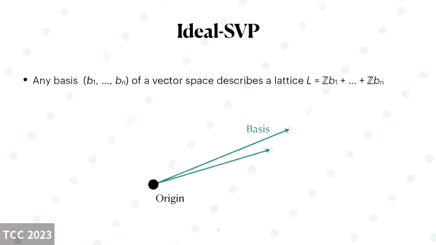So first, a few words on ideal SVP. What is it? I'm not going to be very long on reminding you what a lattice is, but still I want to define ideal SVP, and in particular the SVP part in it.